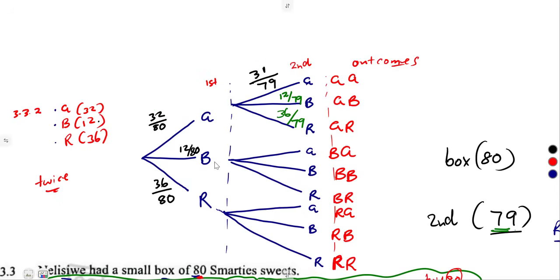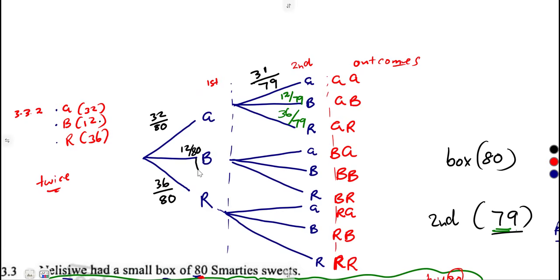Same thing with blue. When blue is affected, it is being taken. When we consider that we are picking blue, if you then pick another blue, it is the blue that is going to be affected. How many were they? There were 12. So we have taken one. It means their total is affected. They are now 11 out of, second, guys, it's always 79. So that's 11 out of 79.